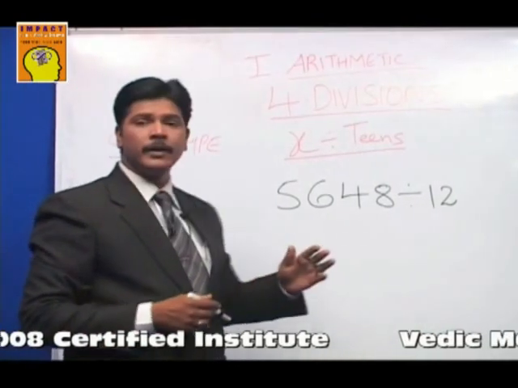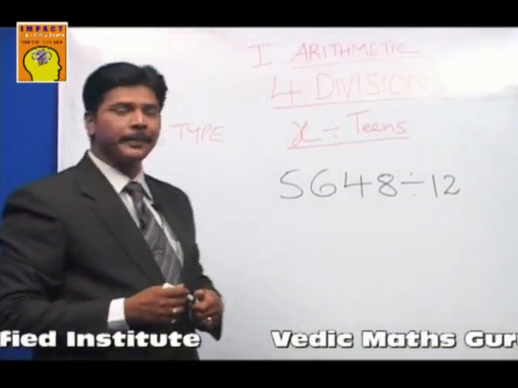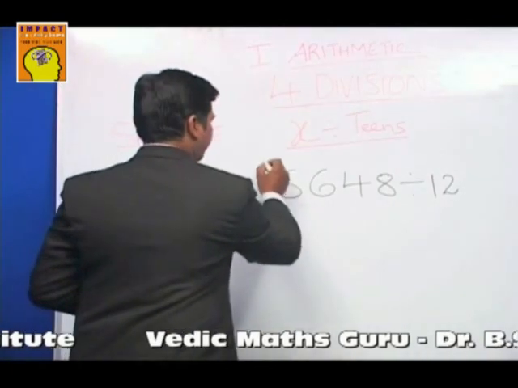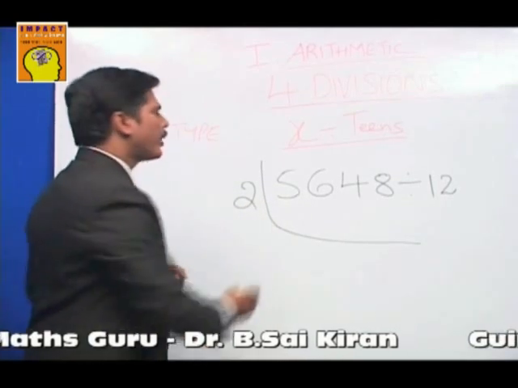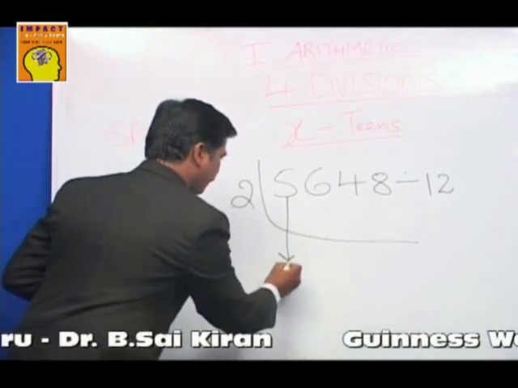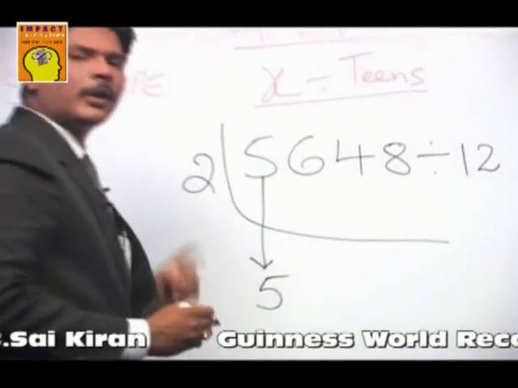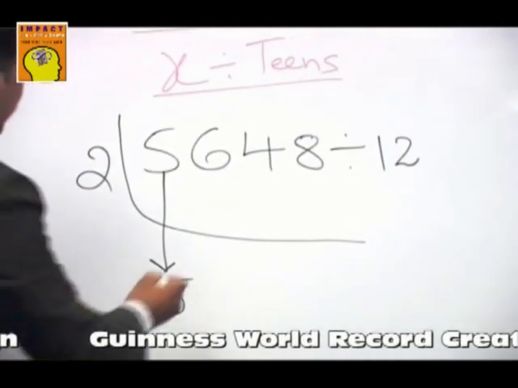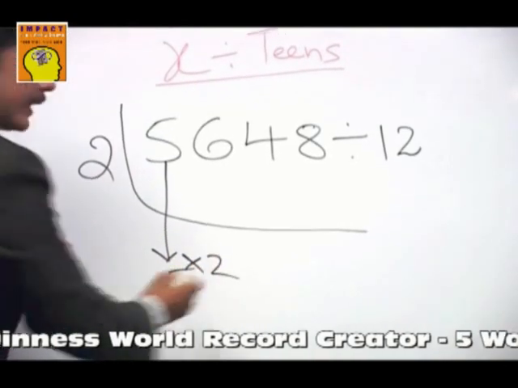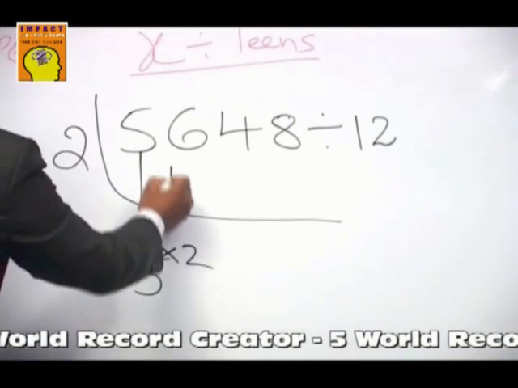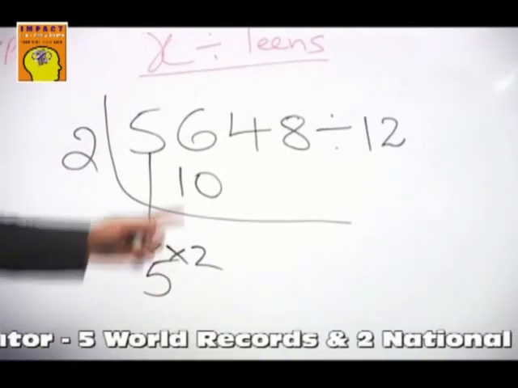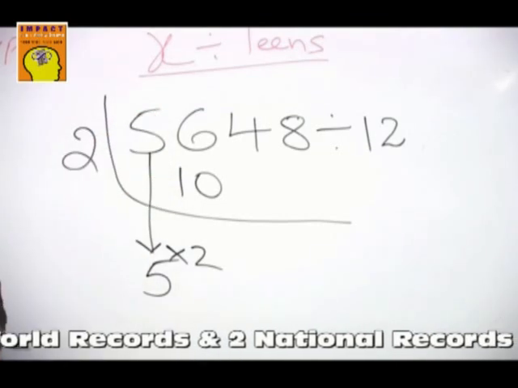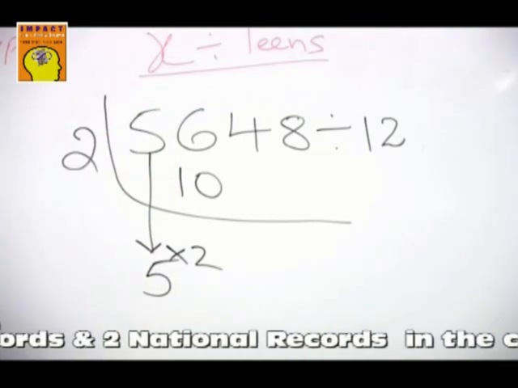Now let's go for the higher concept. If it is 12, divide the number by 2. What is the first step? Drop the first number down as it is. The rule says, whatever you have at the bottom, multiply with the divisor, write in the next number and subtract. So 5 times 2 is 10. Here, 6 minus 10, how much? That's not possible. It's not possible. Then what do we have to do?